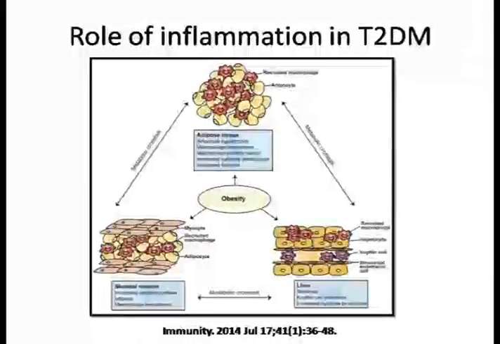Now what happens? If we look at the adipose tissue, it is infiltrated by macrophages. If you look at skeletal muscle, macrophages are there. And in the liver, macrophages are there. Now macrophages release various cytokines and chemokines which cause inflammation, cause insulin resistance, and act on the beta cells and cause hypothalamic inflammation.